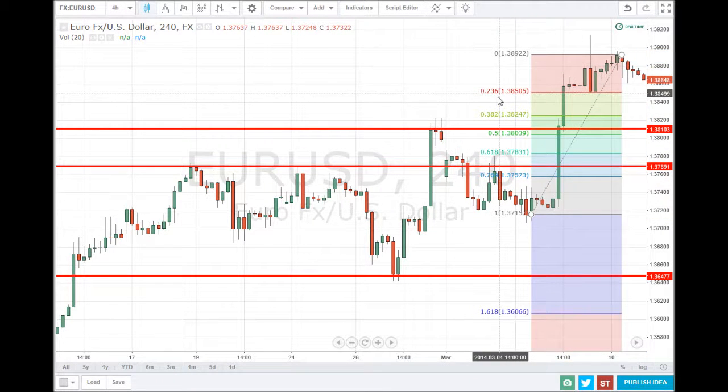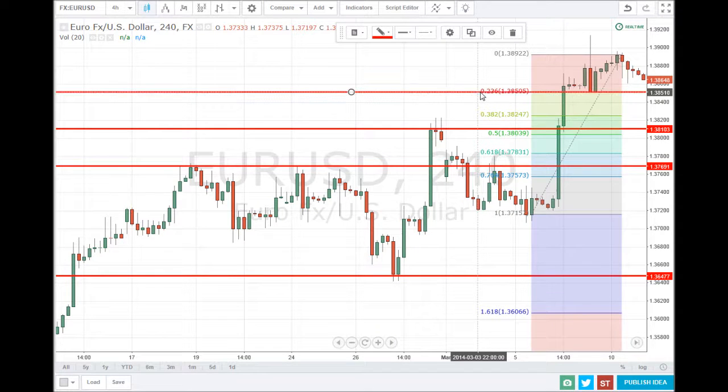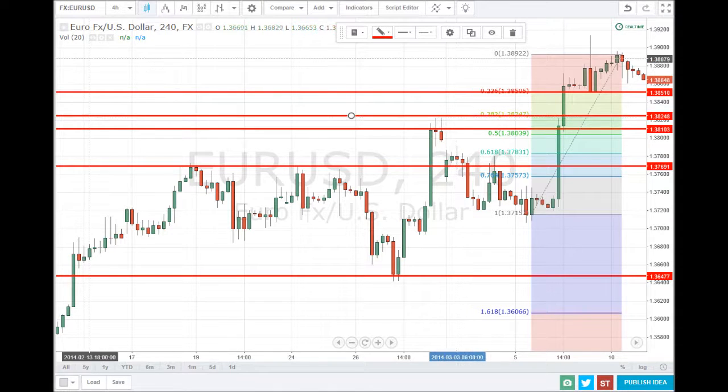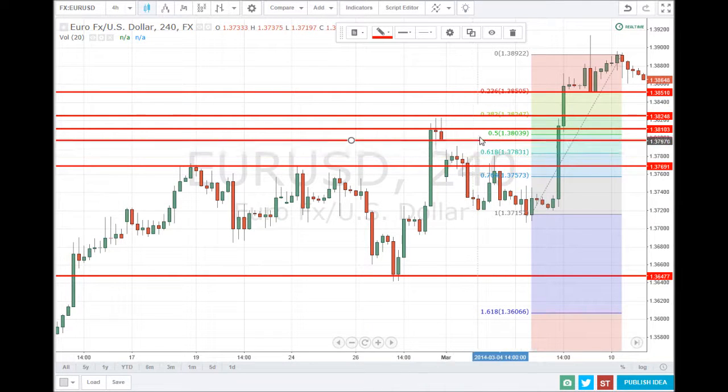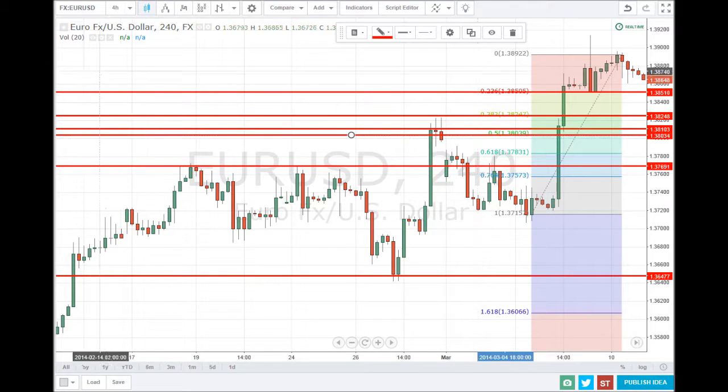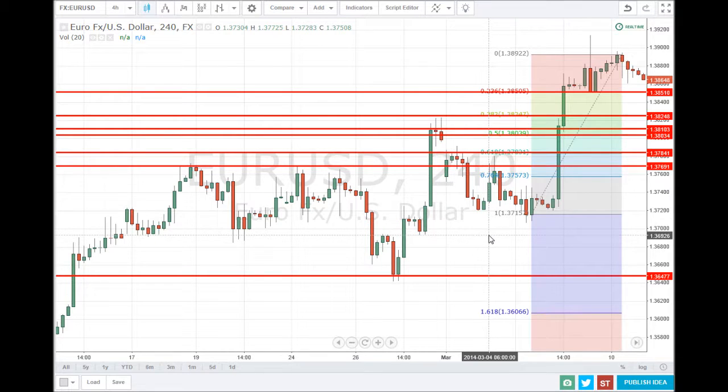So we have some levels of potential support where this retracement may end, and we may go for another push. We can mark them with horizontal lines if we wish. So there, there, there, and there. So we have a lot of horizontal support and resistance on this chart.